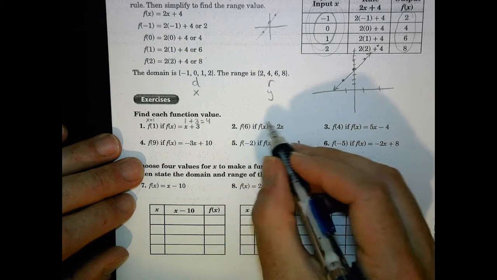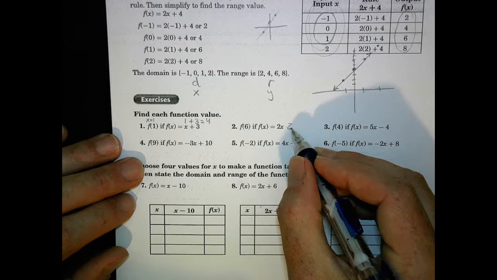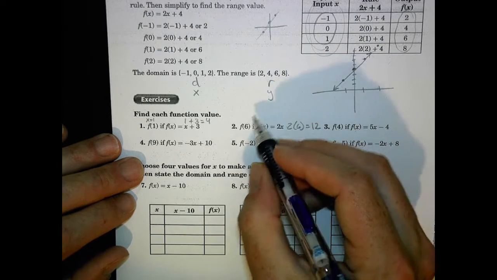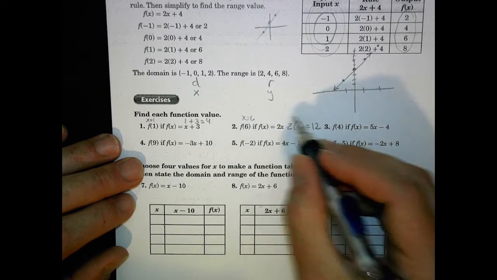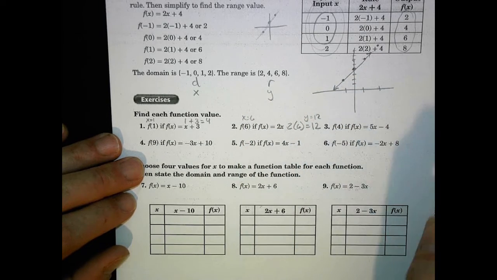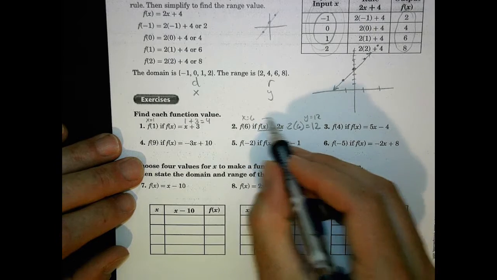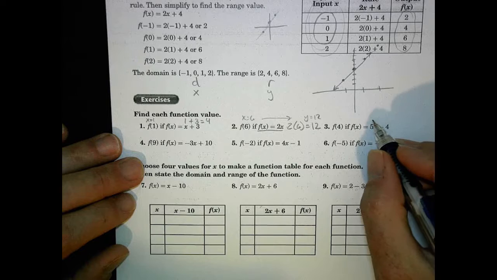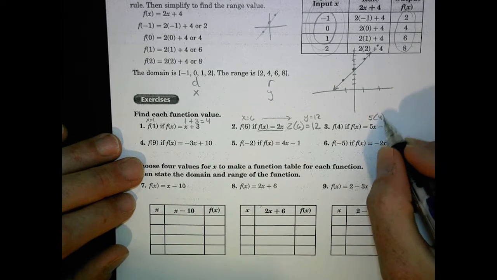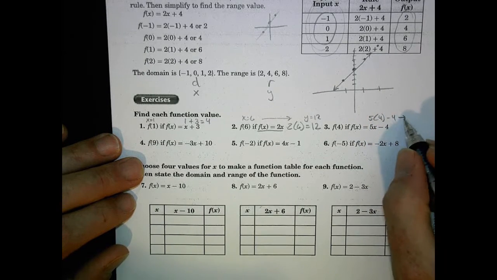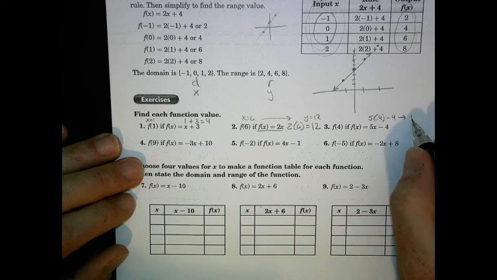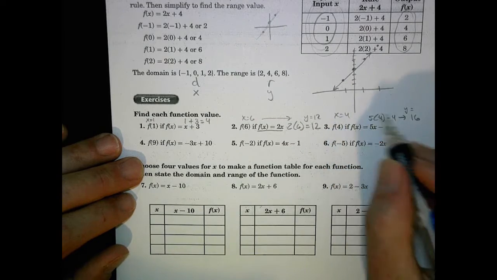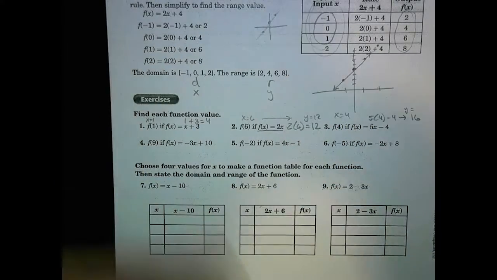F of 6 means, all right, let's plug this into here. We get 2 times 6, which equals 12, which is saying that if the x value is 6, then the y value is equal to 12. Going through the rule, we end up over there. Over here, if x equals 4, if f of x is 4, then we plug it in. 5 times 4 minus 4. 5 times 4 is 20, minus 4 is 16. So y would equal 16 when x equals 4. Okay? Hope you're getting the idea there.